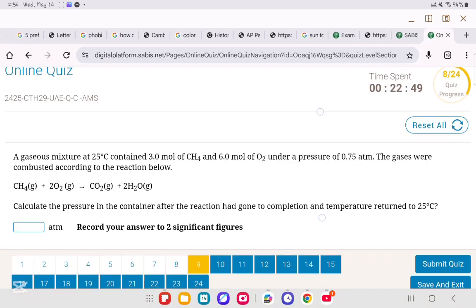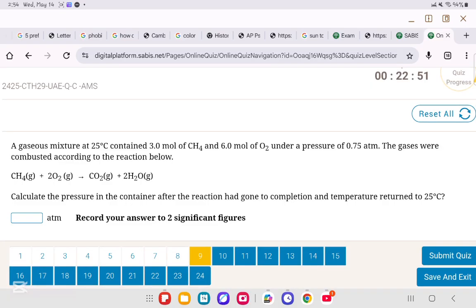We move on to question number 9. A mixture at 25 degrees Celsius contains 3 mole of CH4 and 6 mole of O2 under a pressure of 0.75 atmospheres. The gases were combusted according to the following reaction. Calculate the pressure in the container after the reaction had gone to completion and temperature returned to 25 degrees Celsius.